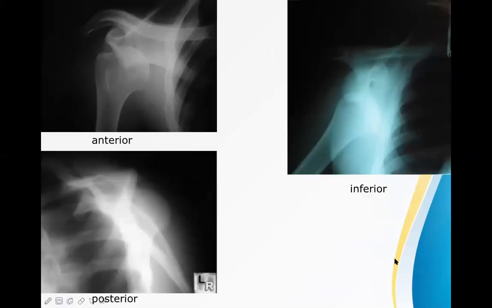So I have repeated this X-ray once again. We have already seen this before. So these are the diagnostic X-rays for the different types of shoulder dislocation: anterior, posterior, and inferior type of dislocation. Regarding this inferior, this is not that good a typical sign, I should say. Another one which I showed you before was much better than this.